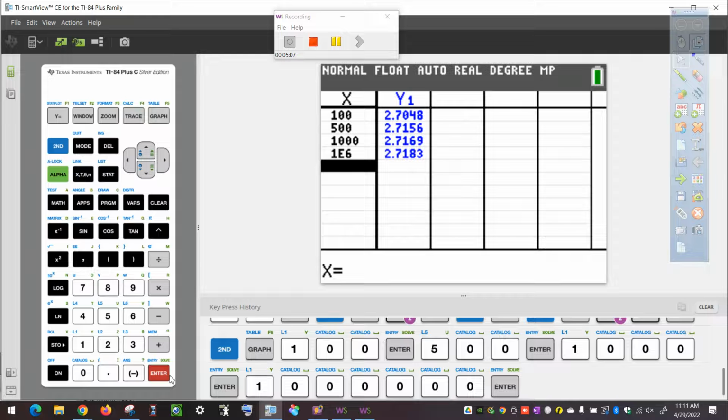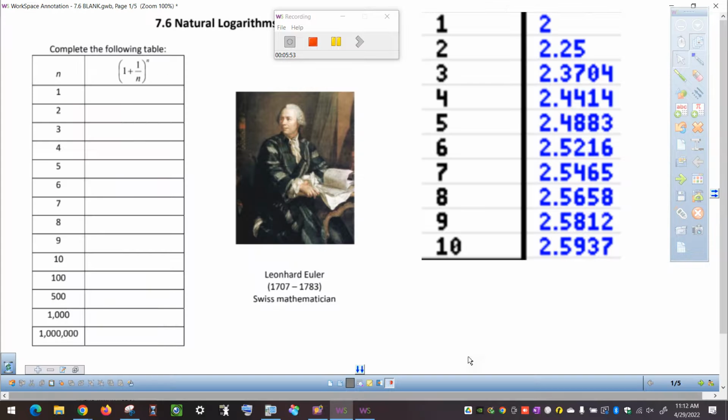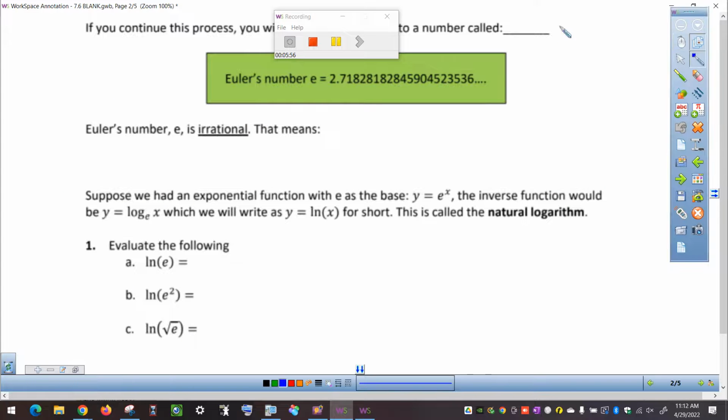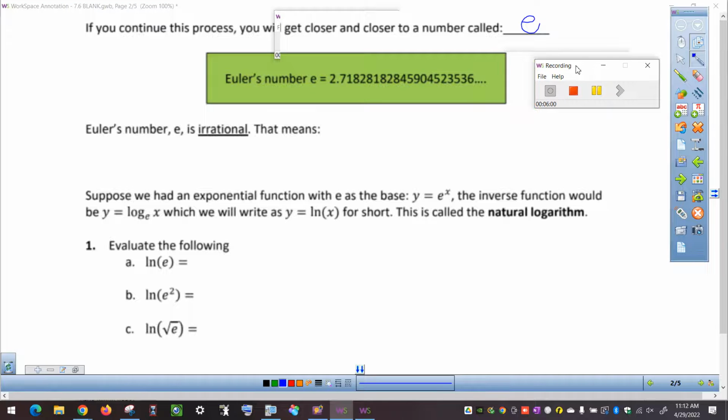output is kind of staying right about at the same number. You can think of it like on a graph, it would be kind of flattening out at the value of 2.7183. If we were to continue to plug in bigger and bigger numbers, our output would actually get more accurate and closer to a special number called e. And that little lowercase e there is the symbol that we give to Euler's number. So Euler's number comes from inputting larger and larger values into that formula that we saw in our table.